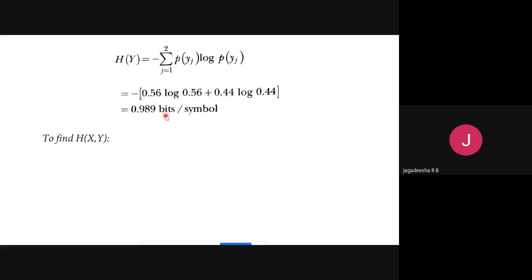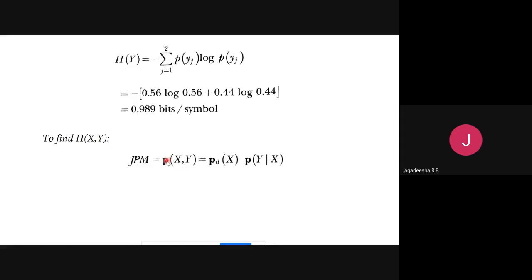And now you need to find out what? Joint probability between X and Y. Sorry, joint entropy between X and Y. So to find the joint entropy, we need to know the probabilities, because if we know probabilities, we can use this kind of equation to find the entropy. So let us first find out the joint probabilities. With the help of joint probability, we will find the entropy, because entropy is nothing but probability times log of probability of that symbol.